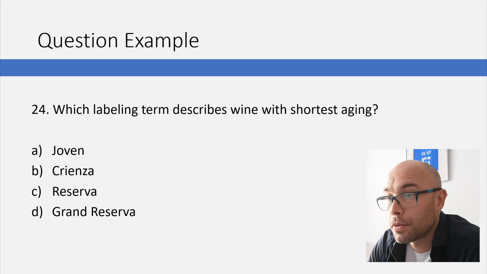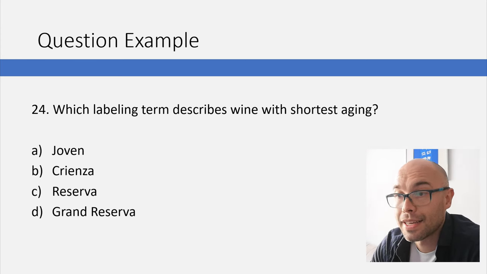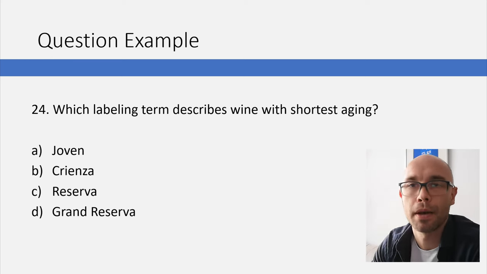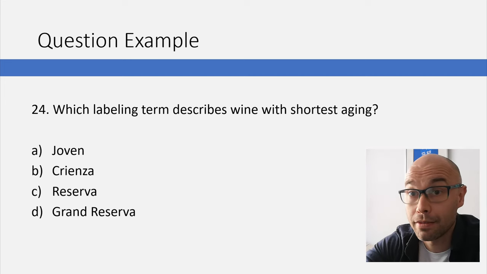Which labeling term describes wine with the shortest aging? Joven, Crianza, Reserva, Gran Reserva. The correct answer is A, Joven. I know this is a tricky one. It's not age, but the correct answer is A, Joven. It's unaged.